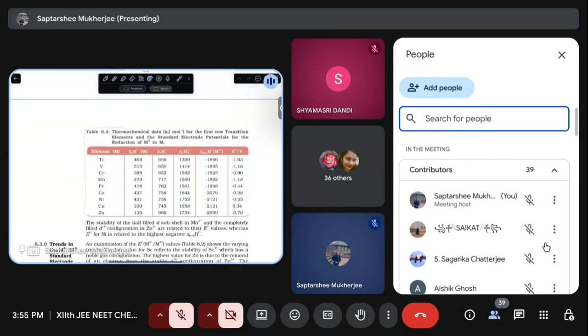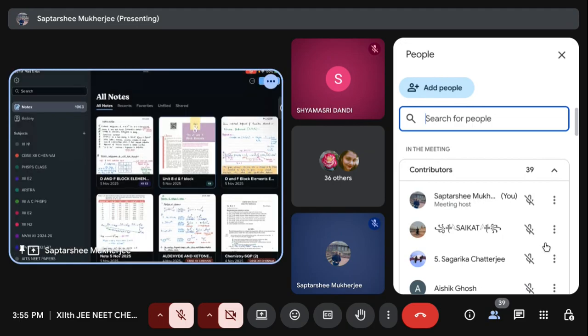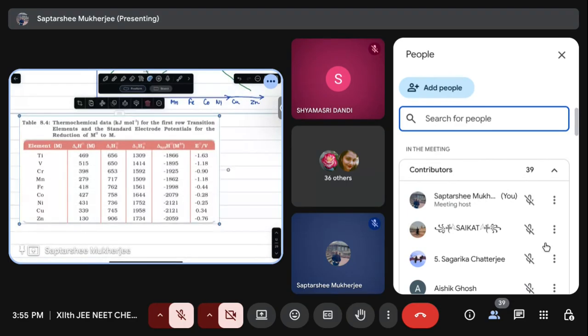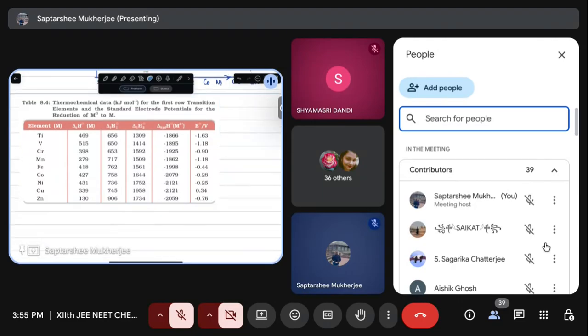I would ask you all to open the table. If we look at these values, then we find that these are all technically the E0 SRP values, the standard reduction potential values. There we will see that only for copper is it a positive SRP.